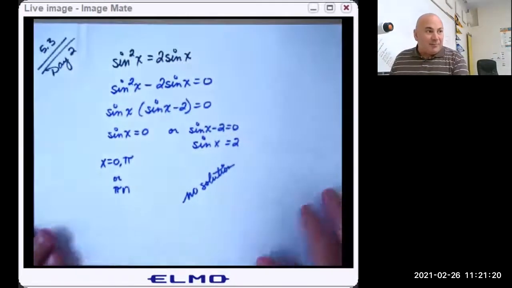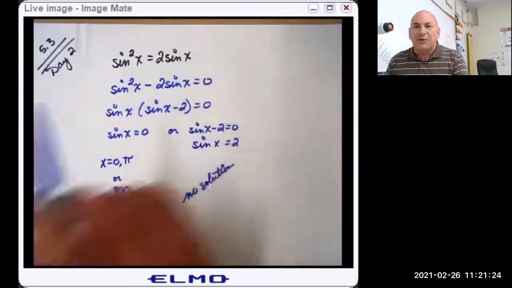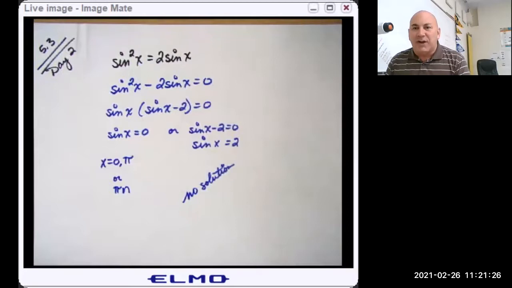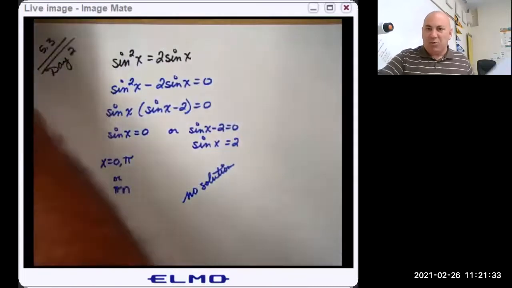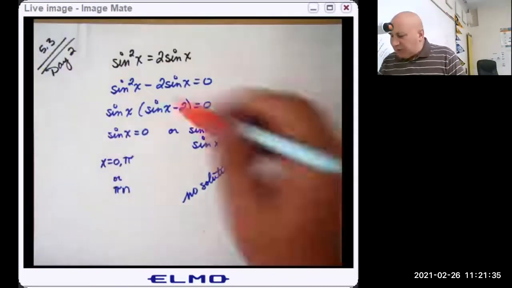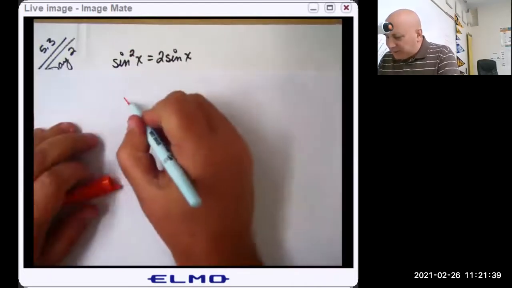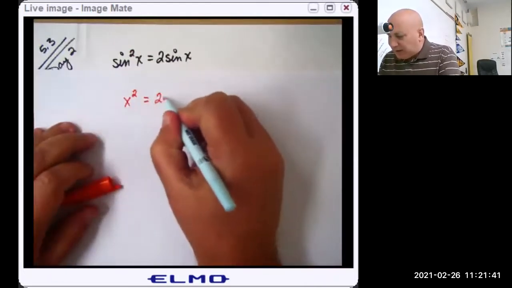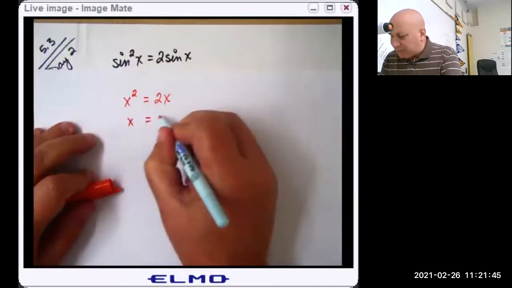Now on this problem, when you see a problem like this and you have a sine x on both sides, some of you are going to want to divide both sides by sine x. This is a bad idea. Let me show you why. I'm just going to make a similar problem. This is going to be x squared equals 2x. If I divide both sides by x, I get x equals 2.